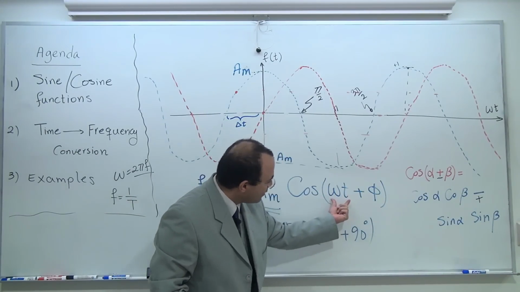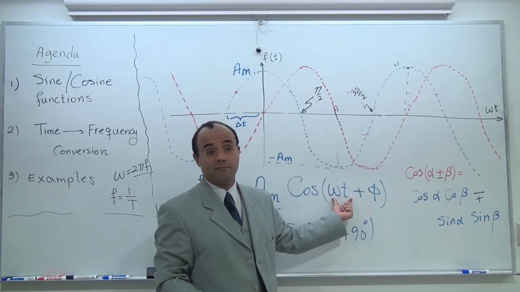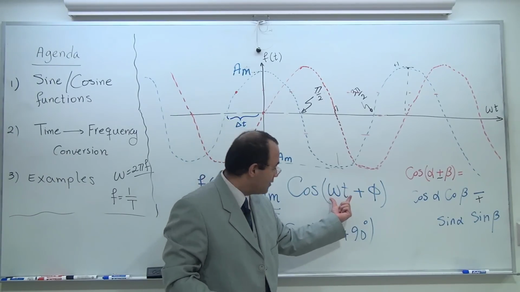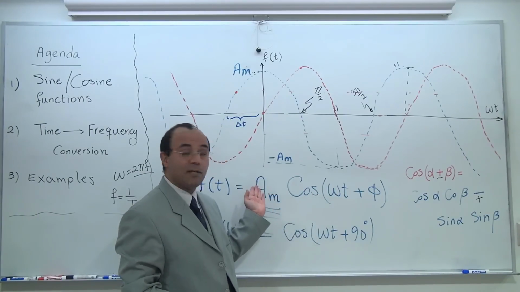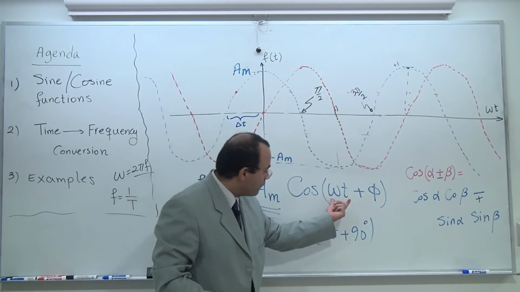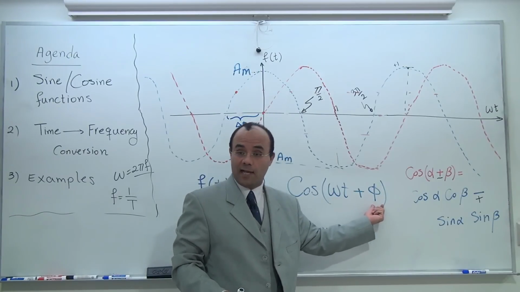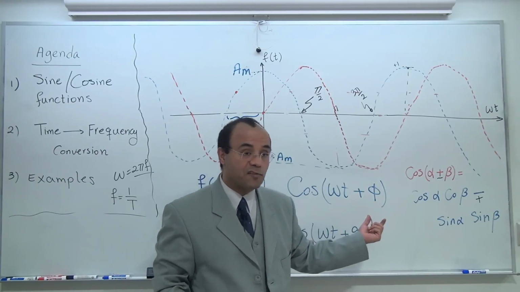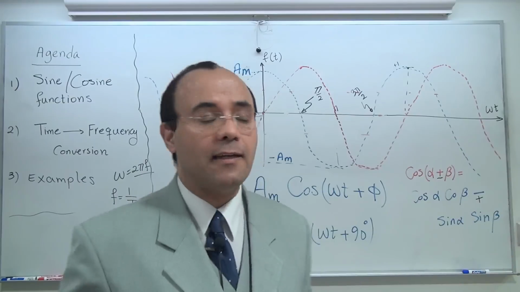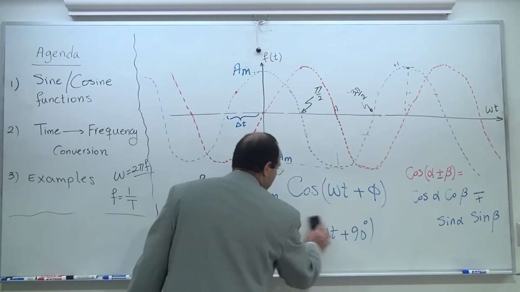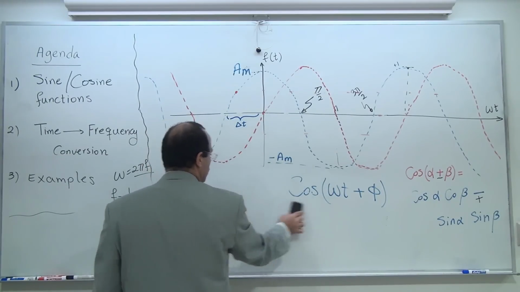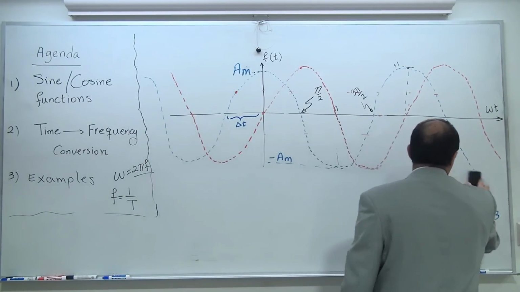Inside the bracket, this is a time varying part. This is omega t. If I want to take the derivative of f of t, for example, in terms of t, I'm focusing on this. This is not changing in time. Phi is a constant. So you need to be careful about which part is changing and which part is not changing when the time comes to do a derivative.